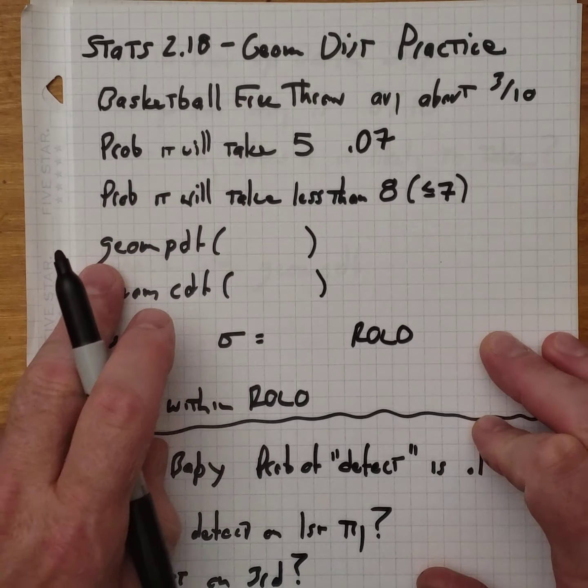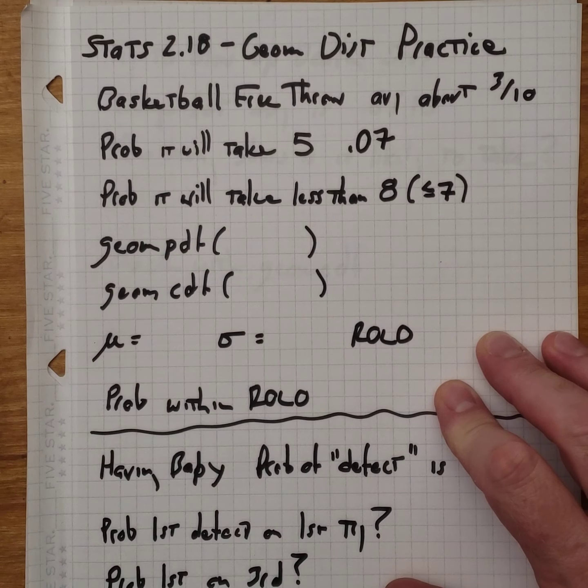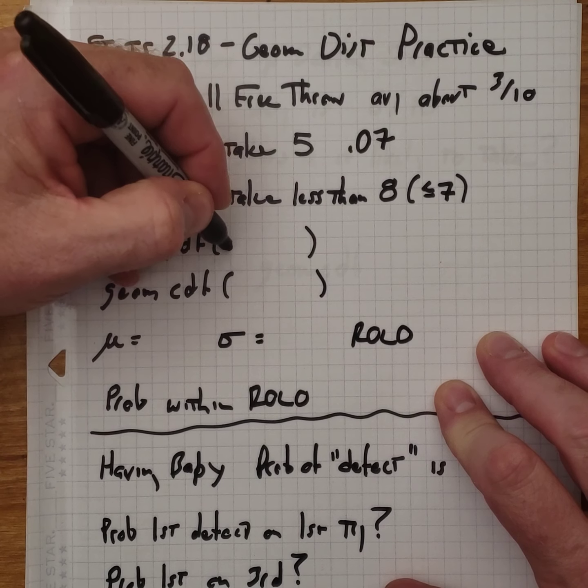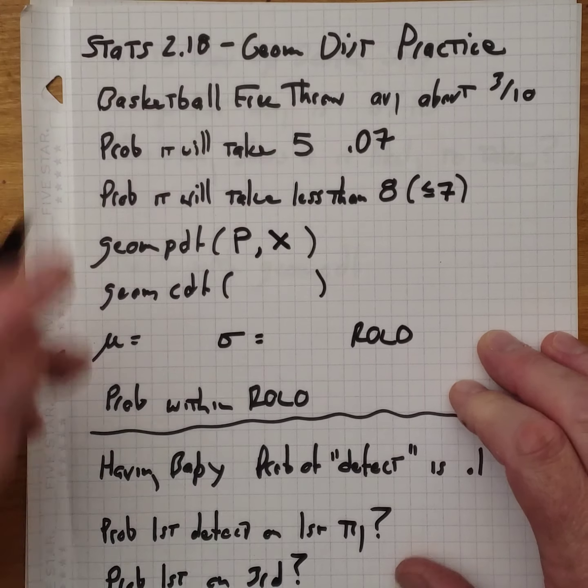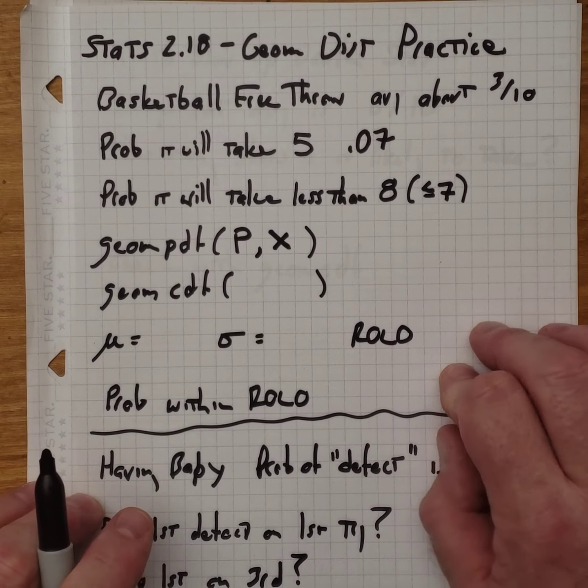Right, and I've got that written here for you. Geom PDF for geometric probability density function. You have to give it the probability and then how many trials you're asking about.